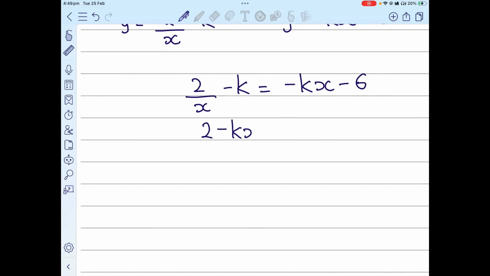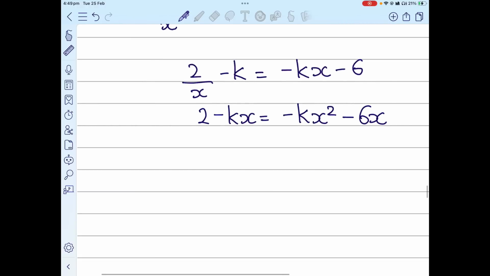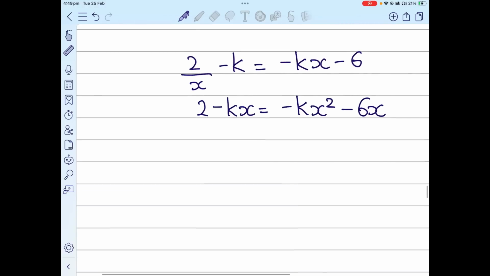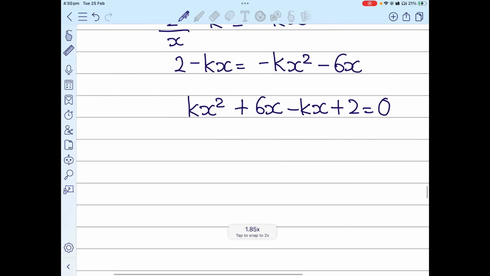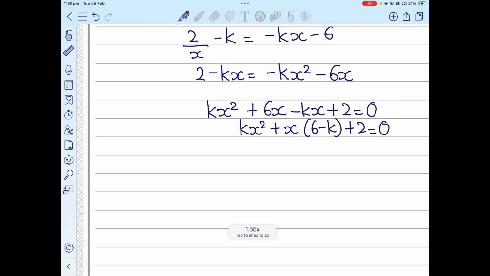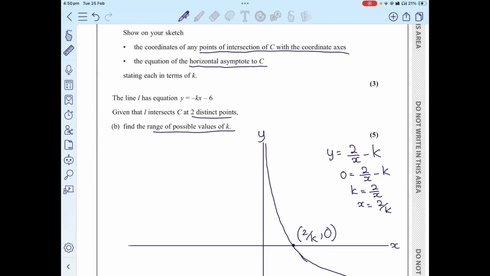2 minus kx is equivalent of negative kx square minus 6x. So you're going to put kx square plus 6x minus kx plus 2 is equivalent of 0. I'm just rearranging it, simple algebraic rearrangement. And after that, I can write this down as kx square plus x into 6 minus k plus 2 is equivalent of 0.